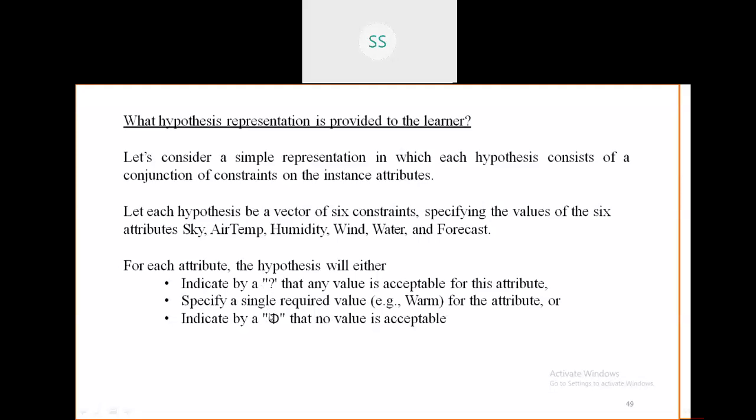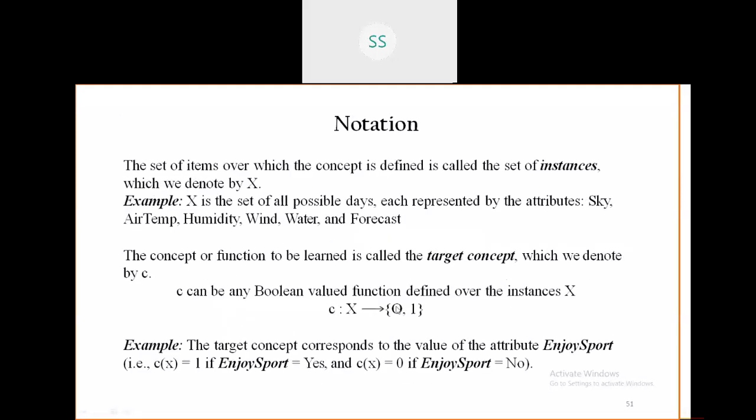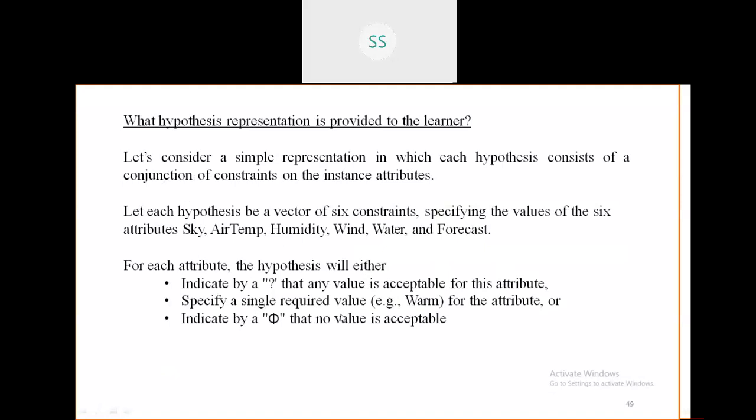So these are the 3 values you can include in a hypothesis. Indicate by a question mark that any value is acceptable for this particular attribute. Specifying a single required value for the attribute, that is, you can specify a single required value for the given attribute. Indicate by a not symbol that no value is acceptable. It doesn't matter which value you supply, that particular hypothesis is not going to accept any of the values.